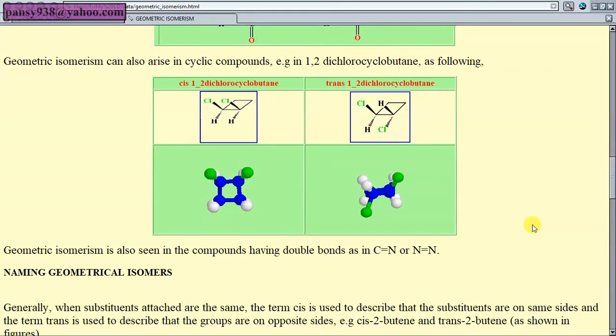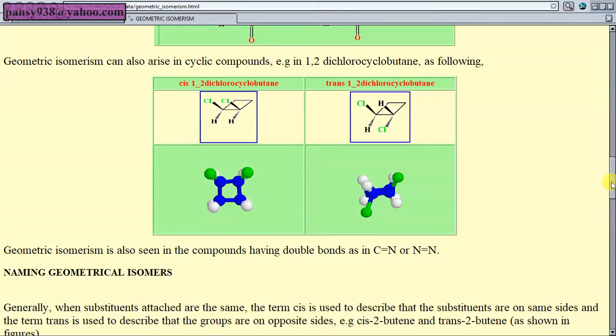Moreover, geometric isomerism can also occur in compounds which have a double bond like a carbon-nitrogen double bond or a nitrogen-nitrogen double bond. Geometric isomerism can also exist in such compounds. Hope you now have a good understanding of geometric isomerism.